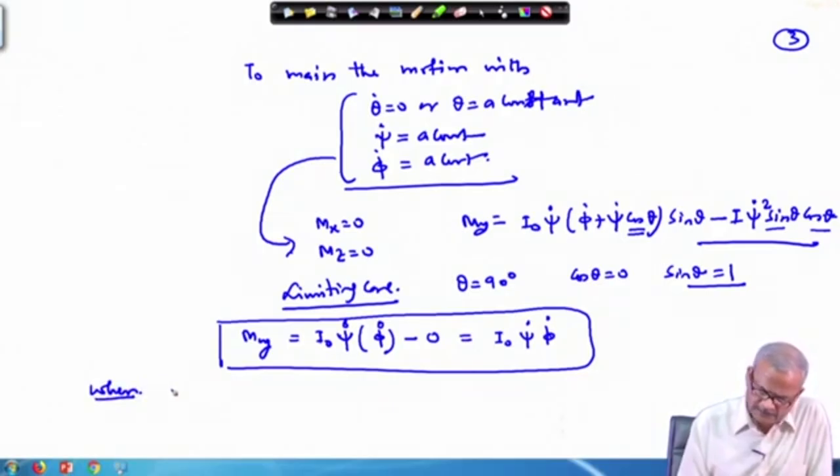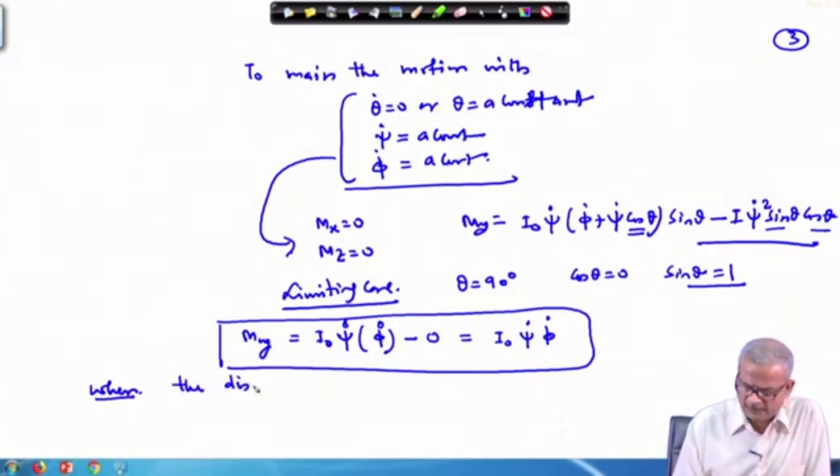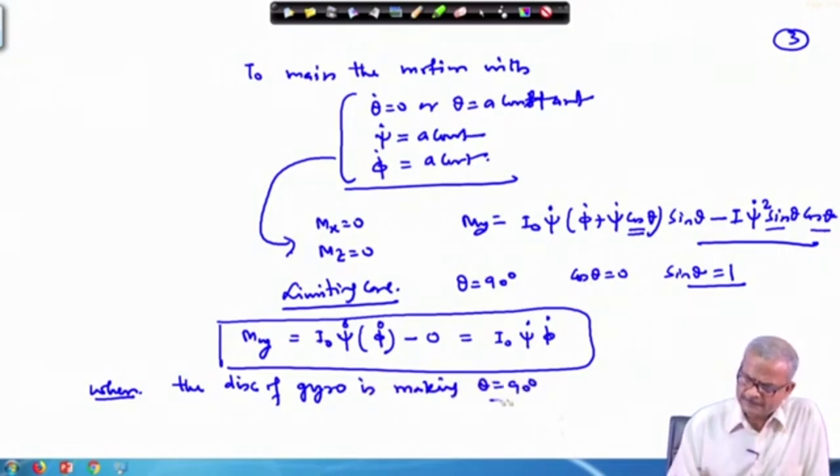So, when the disk of the gyro is making theta equal to 90 degrees, at that time the torque required to maintain the motion along the y axis will be given by I_0 psi dot phi dot.